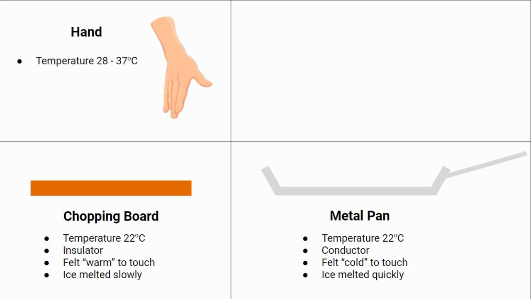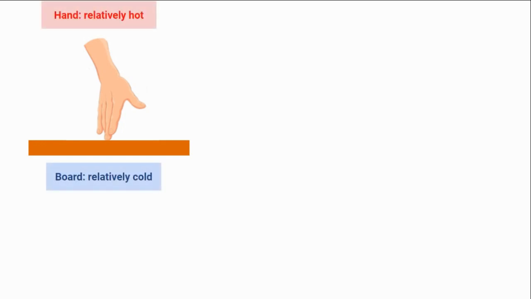The other two objects were your hand, so its temperature would have been around body temperature, so 28 to 37 degrees, and the ice cube, which straight out of the freezer would have been less than 0 degrees Celsius. So initially when you placed your hand on the chopping board, your hand was relatively hot and the chopping board was relatively cold. Your hand had a higher temperature than the chopping board.